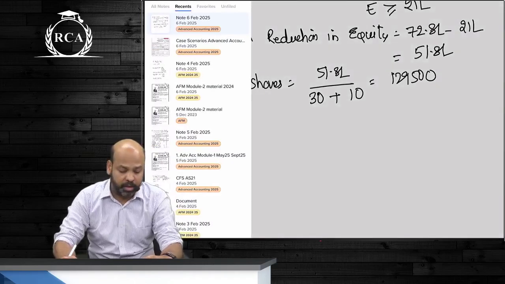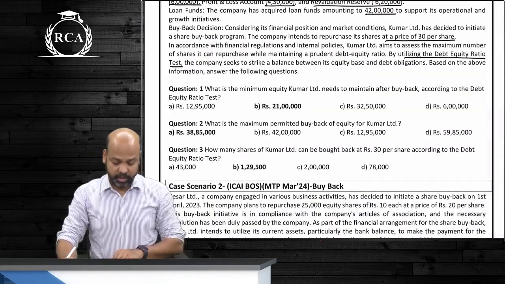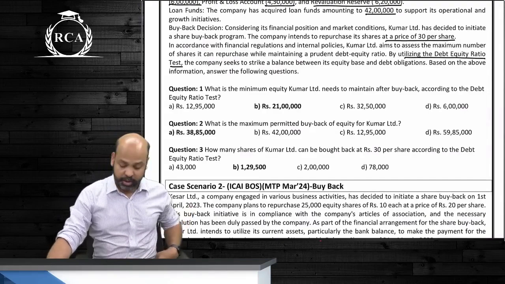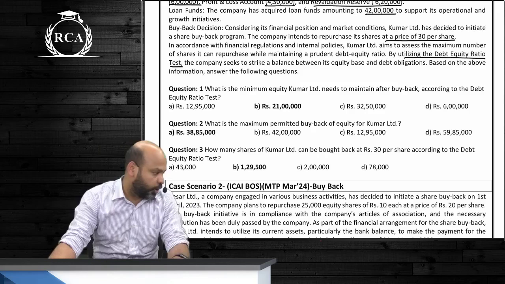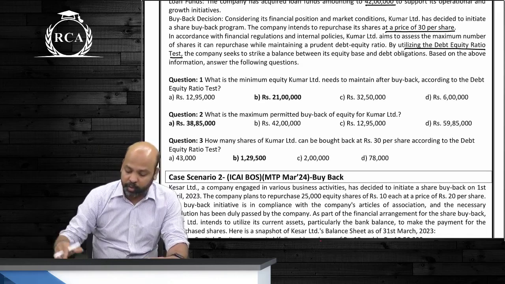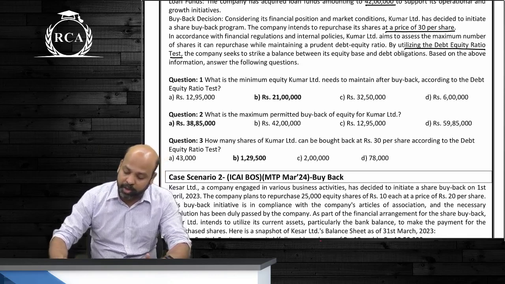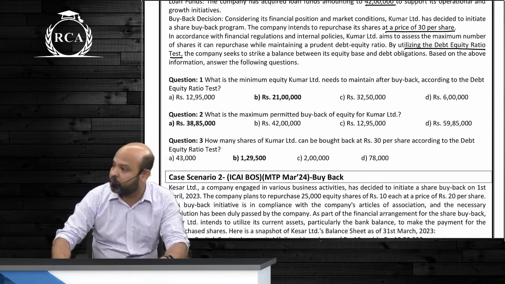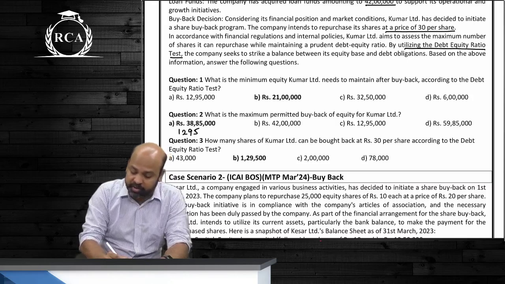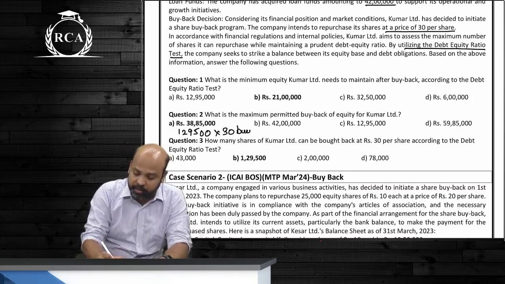All right. Now, guys, look at the first bit. What is the minimum equity that we need to maintain after buyback according to debt equity ratio test? We already computed, guys. Post buyback equity should be 21 lakhs. Second one, what is the maximum permitted buyback of equity for Kumar Limited? Very good, guys. Mark the bit as important. How many shares did we get? 129,500 into 30 rupees buyback price.